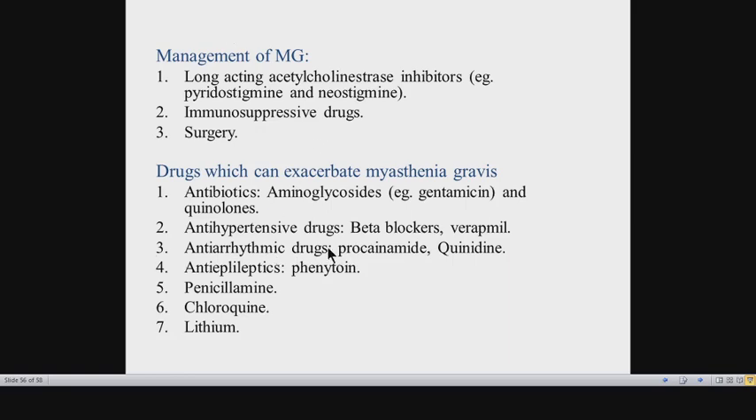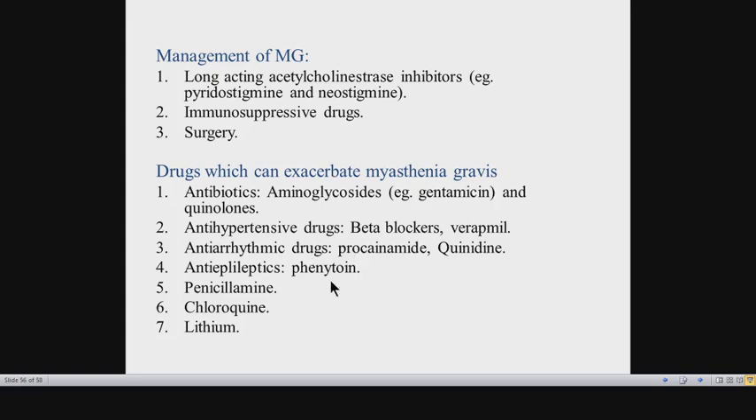Another class of drug الانتي-arrhythmic drugs تحديدا البروكاناميد اللي هو class 1A anti-arrhythmic drug والquinidine. These are two anti-arrhythmic drugs هم عبارة عن class 1 anti-arrhythmic drugs sodium channel blockers. These are also exacerbating weakness in myasthenia gravis.